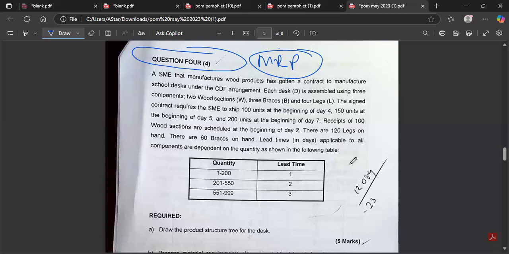So that's what we have here. Quantity: when the order is 1 to 200, the lead time is 1. Then 201 to 550, the lead time is 2. And 551 to 999 is 3.